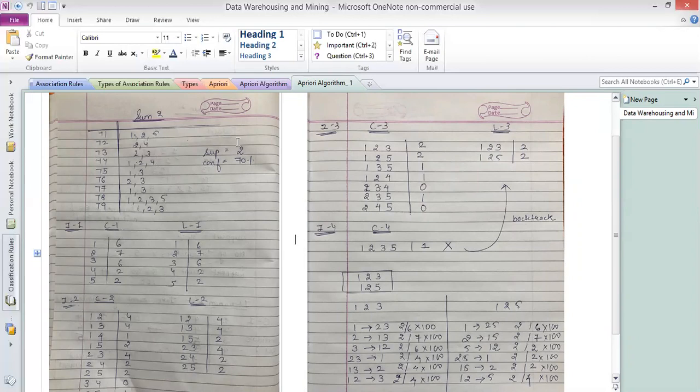Okay. Since the support count is 2, anything less than 2 is going to be pruned out. Here, all of them get selected because none of them is less than 2. So your candidate set and your frequent item set are going to be the same.